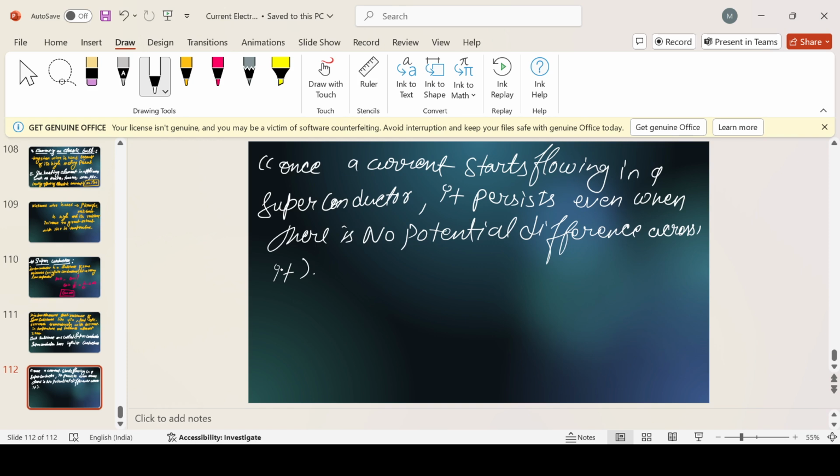Similarly, in the path of the flow of current, the main thing acting here is the resistance, which does not let the current flow with its own speed. Yes or no? Yes, sir. So if you remove that hindrance or obstacle from the path of the current, it will keep on moving. Once it is moving, it will keep on moving. Getting my point? So that is what it is. And once the current starts flowing in the superconductor, it persists even when there is no potential difference across it. Got it, everyone? Yes, sir, got it.